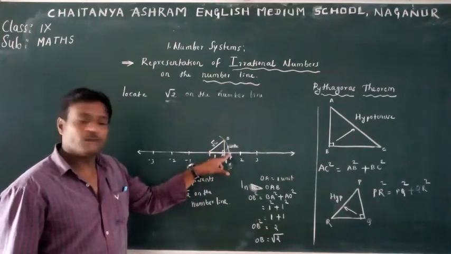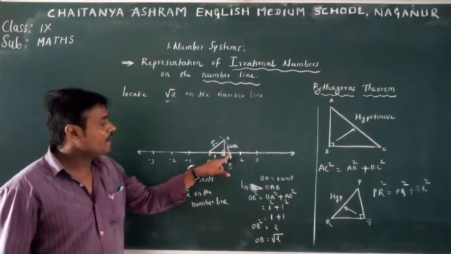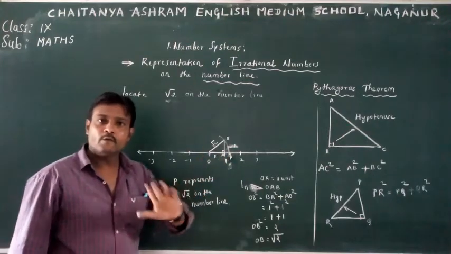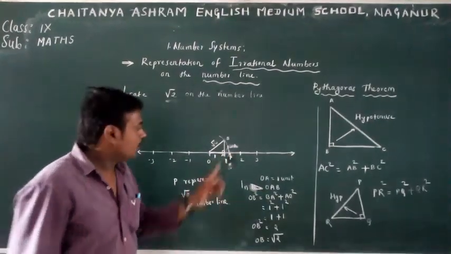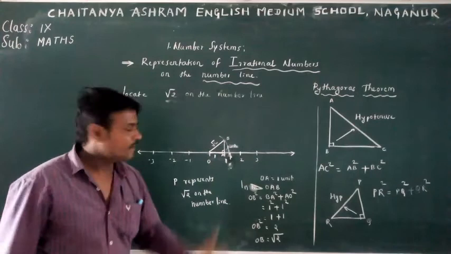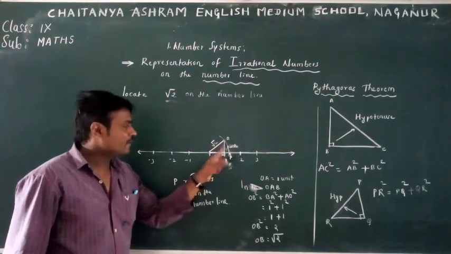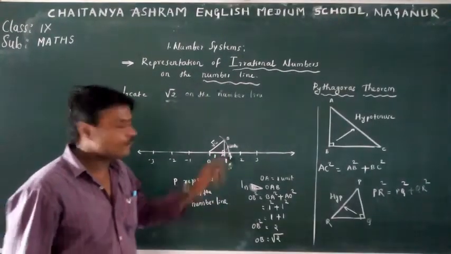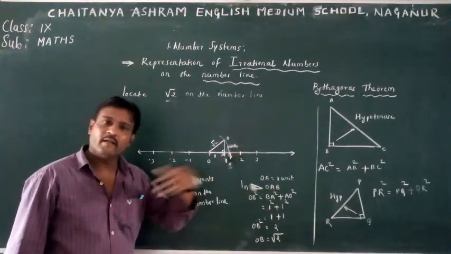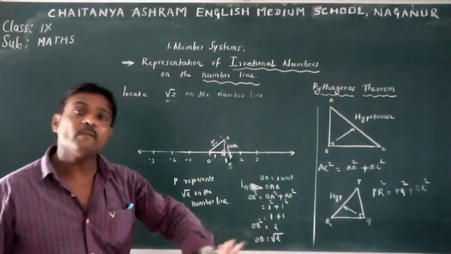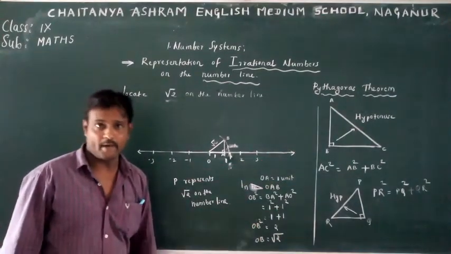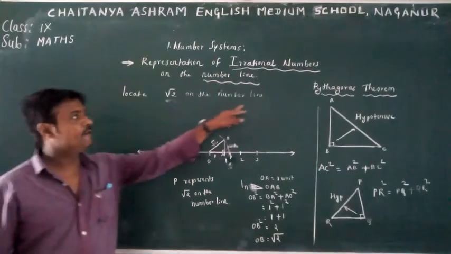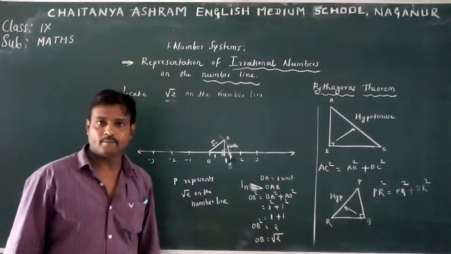This point represents root 2 on the number line, and root 2 lies between the rational numbers 1 and 2. So we conclude that 1 and 2 are rational numbers. Between any two rational numbers, there exists an irrational number. Not only this root 2, between any two rational numbers, we can find infinitely many irrational numbers. Yes, in this way we locate root 2 on the number line.